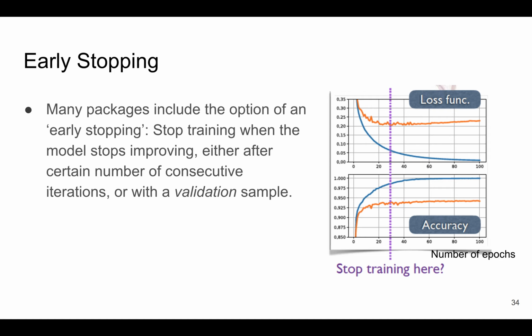Another method to avoid overtraining is early stopping. Many packages include the option of early stopping, meaning we stop training when the model stops improving, either after a certain number of consecutive iterations or with a validation sample.